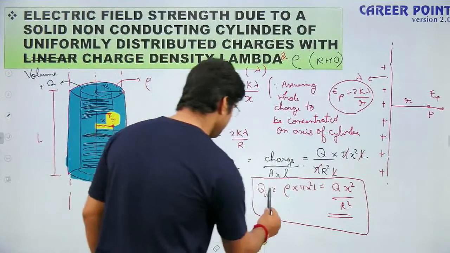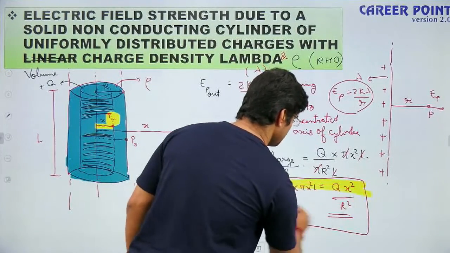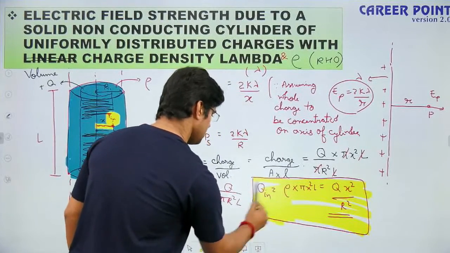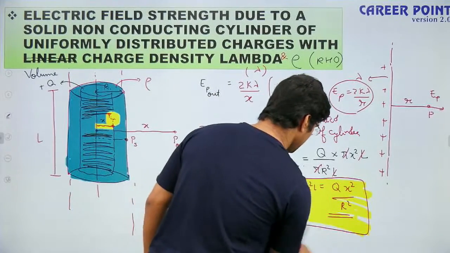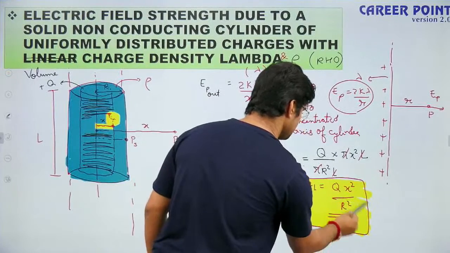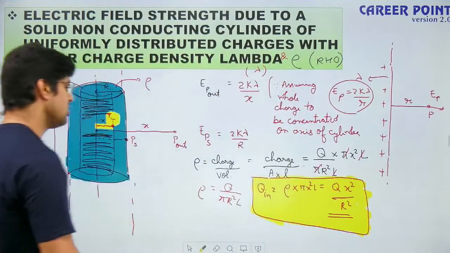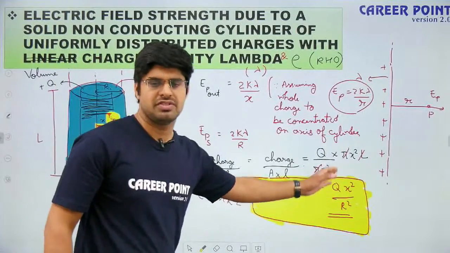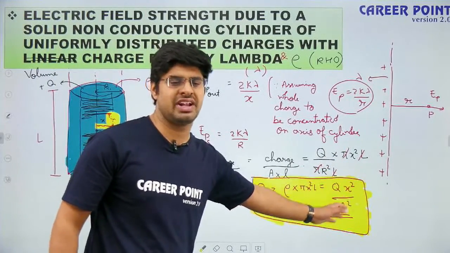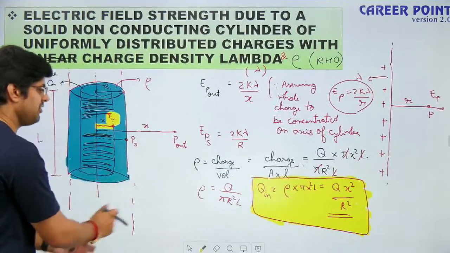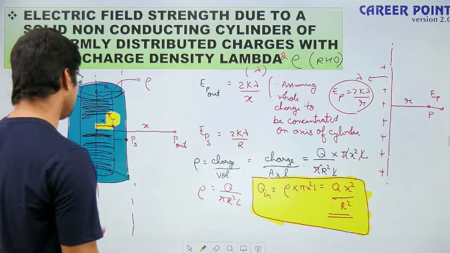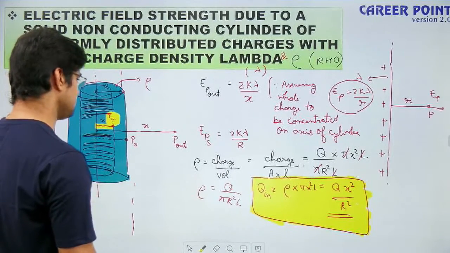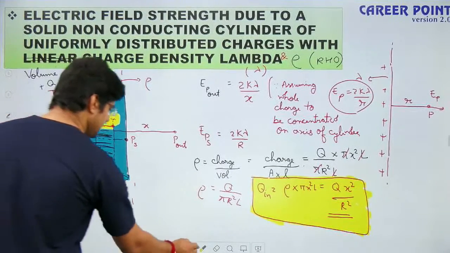So I am highlighting this which we have written. Q inside is this much. This is our Q inside according to whatever values are given to us. If this is our Q inside, what will we do? We will assume this whole charge to be concentrated at the axis of the cylinder. If we assume this, we can write charge per unit length.